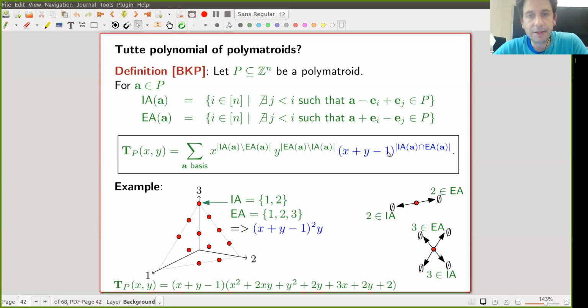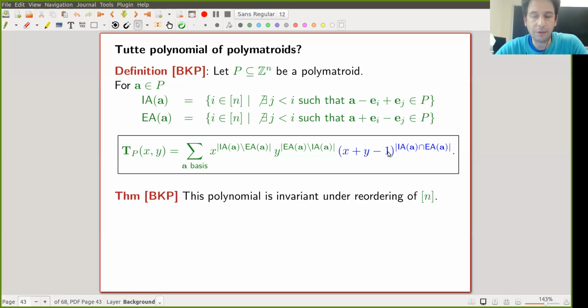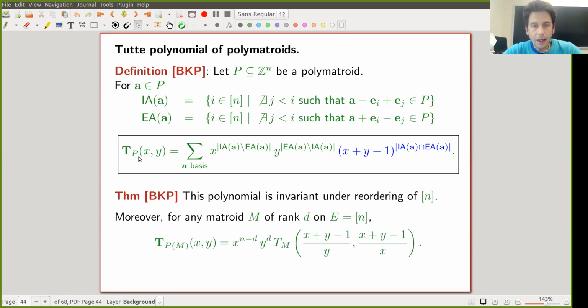With this, this is a correct definition in the sense that this polynomial is indeed invariant under reordering of A. It's a true invariant of your polymatroid. It does not depend on the order that you put on the ground set. And it's also a legitimate generalization of the Tutte polynomial.